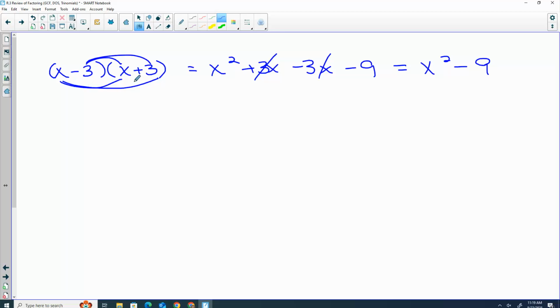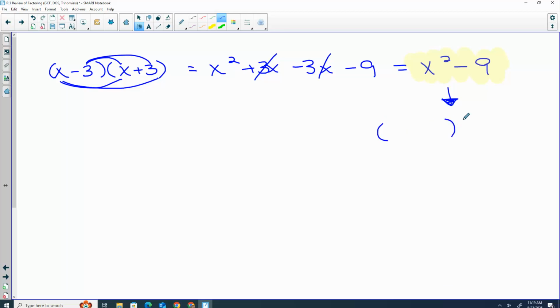That happens because these two parentheses were the same, except they had opposite signs in the middle. One was positive and one was negative. And so when you are looking at this x squared minus 9, that's referred to as a difference of squares. Difference because it's a subtraction, and then the x squared and 9 are both perfect squares. And those factor back into what we started with.